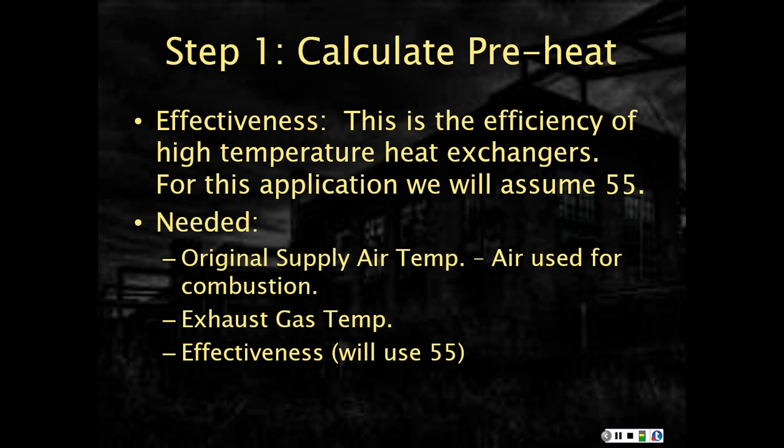So, step 1, calculate preheat. Again, effectiveness, this is the efficiency of that high temperature heat exchanger. On this application, we're going to assume 55 or 55%. Again, you can go to the heat exchanger manufacturer and get precise numbers. It just happens that most of them are about 55% effective or efficient. What you need is the original supply air temp. In other words, the temperature of the air where I'm pulling my initial supply air for combustion. I need the exhaust gas temperature and the effectiveness. And again, we're going to use 55.